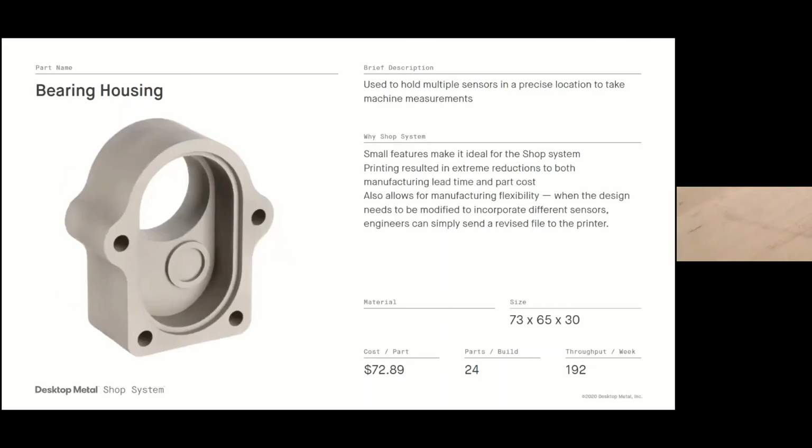This bearing housing is a part that needed to be produced very, very quickly and out of steel. So this obviously holds some bearings in location to take some measurements, and they need to be produced very quickly. So the shop system was a great alternative, because the cost per part was just about $73 per part. We could do about 24 of these parts per build, and the throughput per week was about 190 of these parts per week. So really unlocking the potential. We can print hundreds of these parts in just about a week. No problem. Get them ready and get them installed into the machine.